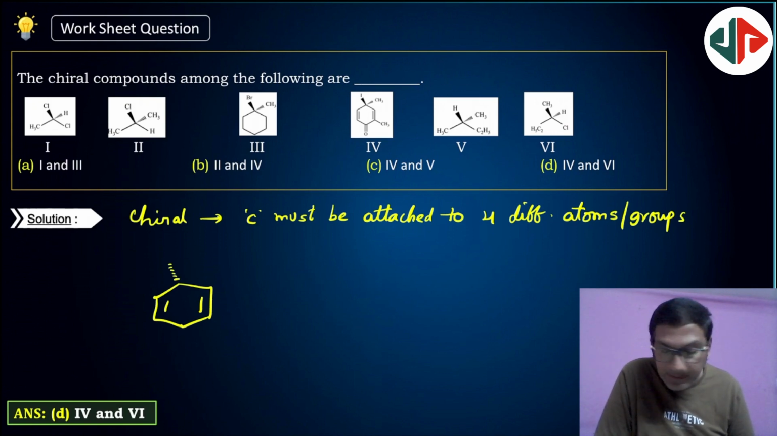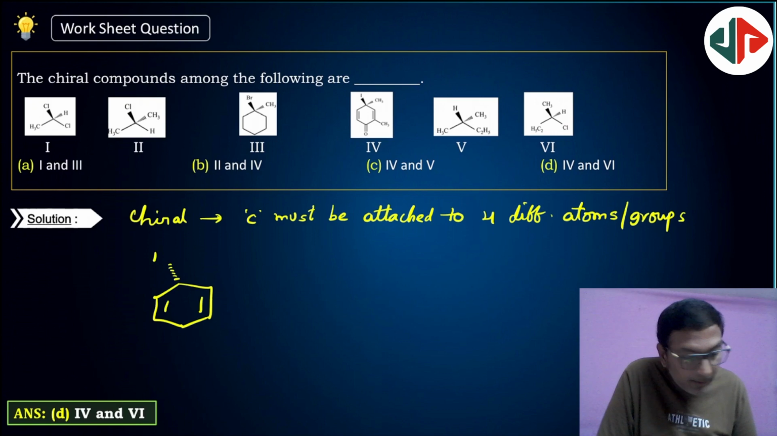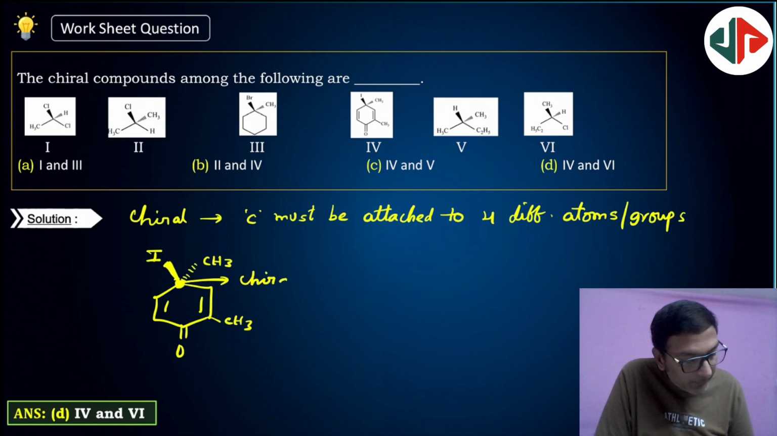Here I is present. Iodine and CH3. Iodine above the plane like this. And CH3. Here CH3 and CO. So this carbon is a chiral center or chiral carbon. So this is the fourth compound. Next, check the sixth compound.